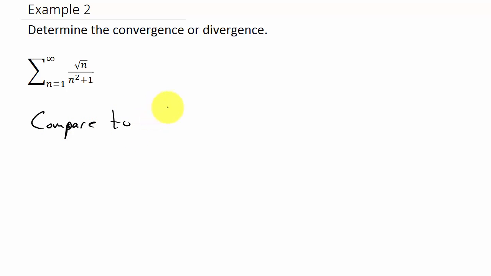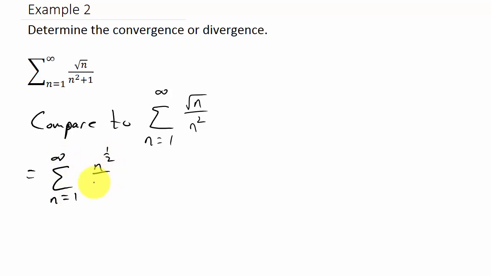to this series. See, I kept this term because it has the largest exponent in the numerator, and I kept this n squared because it's the largest exponent in the denominator. All right, so let's rewrite this. We have summation n equals 1 to infinity of n to the 1/2 over n squared, which equals summation n equals 1 to infinity.